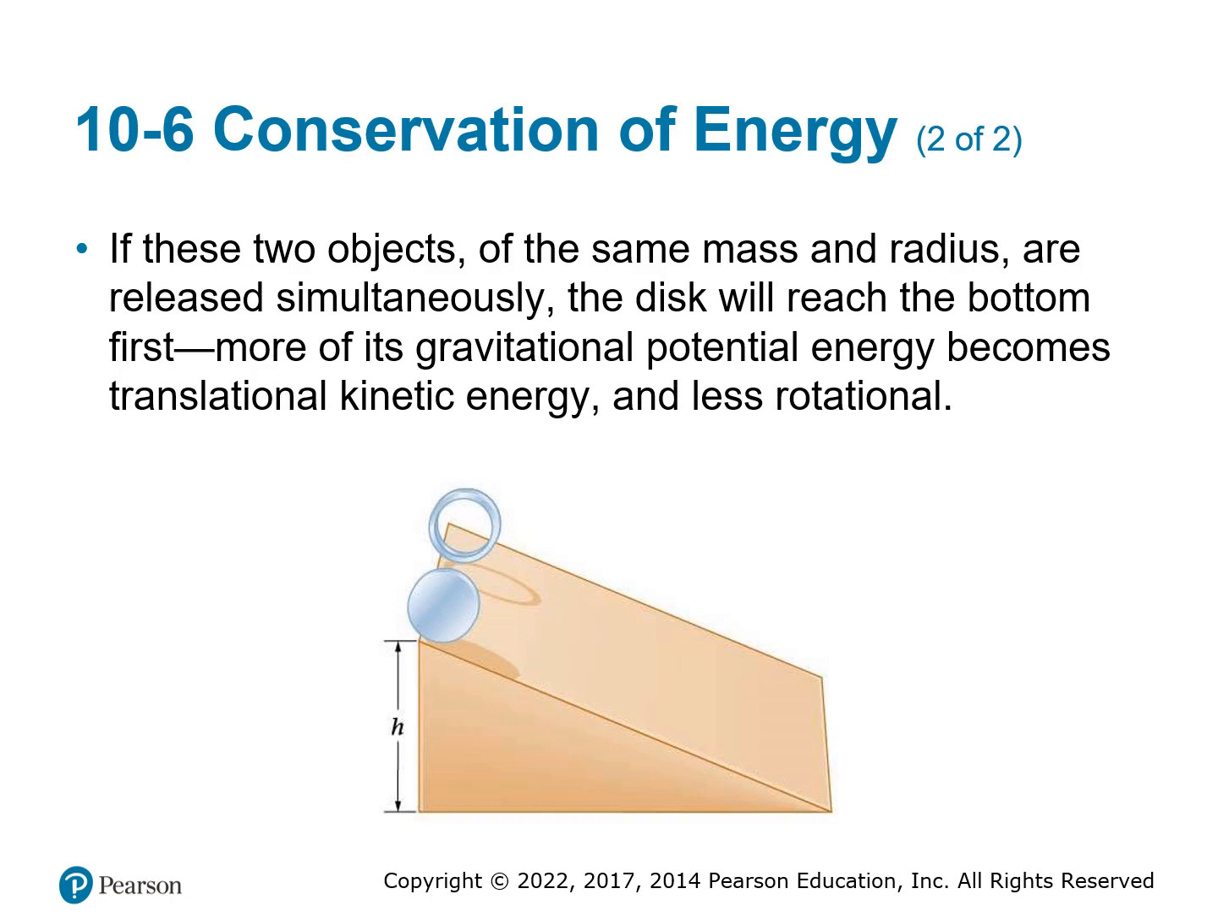So one example is you have two objects. One is solid, one is hollow in the middle. They have the same mass, the same radius. They're released at the same time. The disk is going to reach the bottom first because you have more of its gravitational potential energy becoming translational kinetic energy and less rotational.